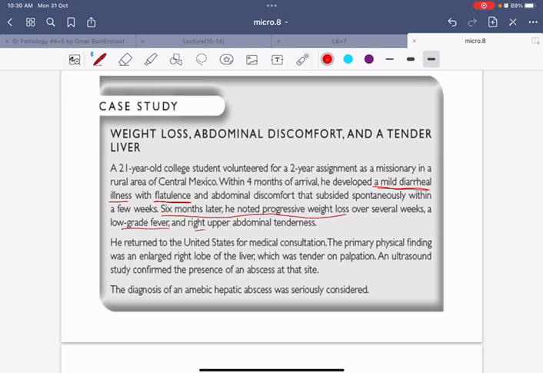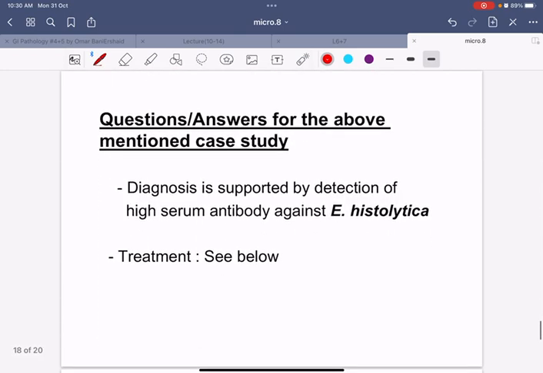He returned back to his home and was investigated, and they found that he has a liver abscess, an amoebic abscess. So the diagnosis is amoebic hepatic abscess. The diagnosis in this case study is supported by the detection of serum antibodies against Entamoeba histolytica at a high level, which is an important diagnostic tool.